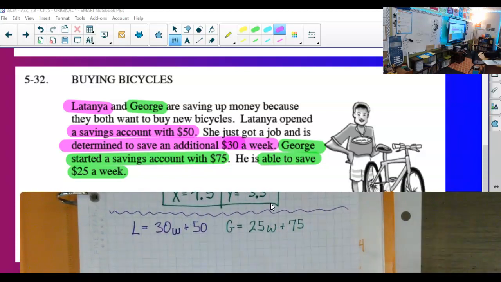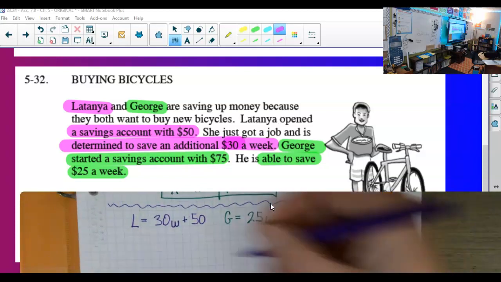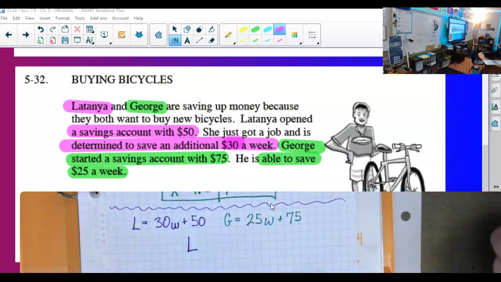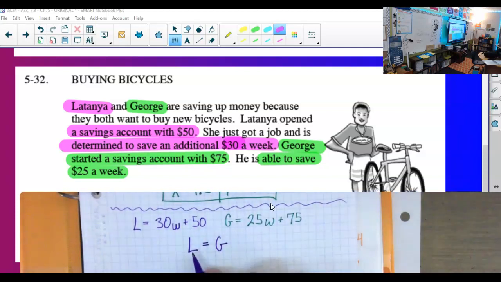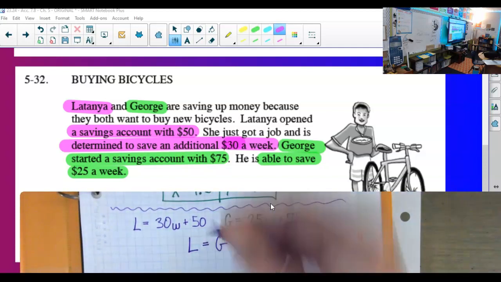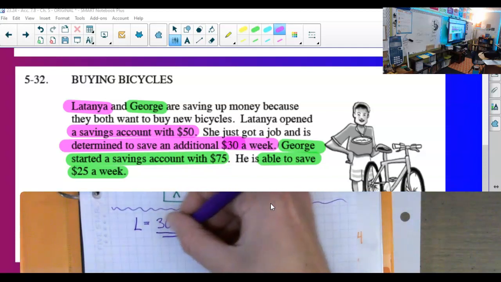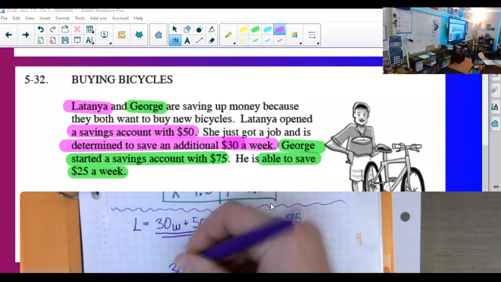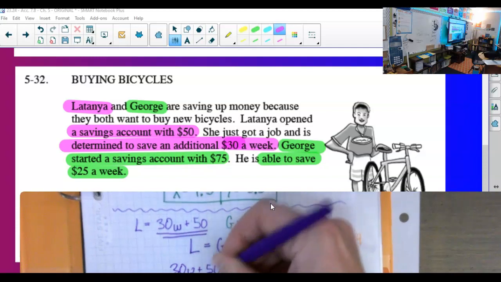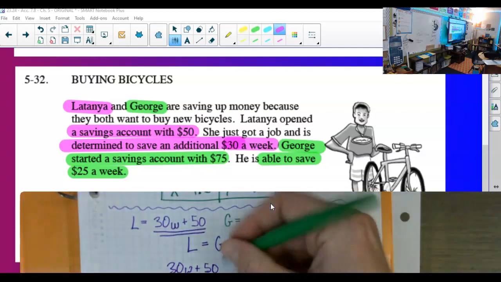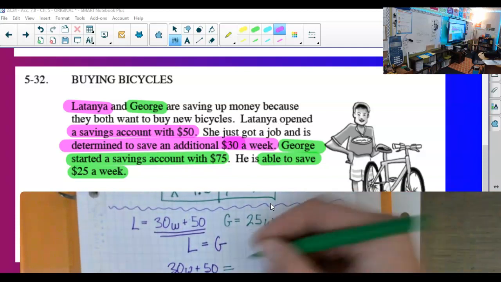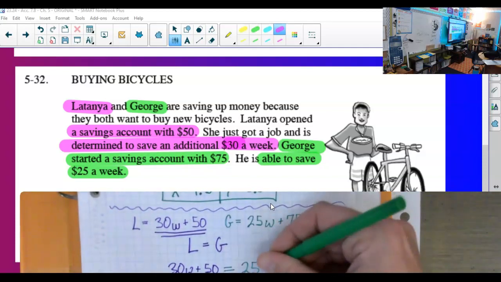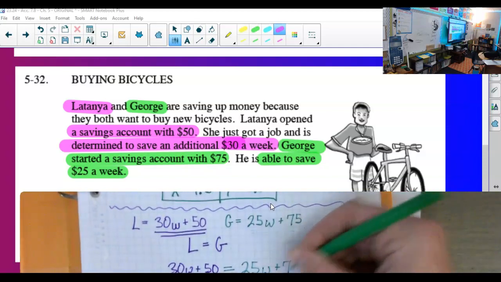So how could I write what our goal is? We want L to equal G. We want L, 30W plus 50, to equal G, 25W plus 75.